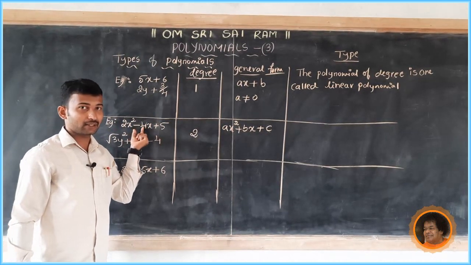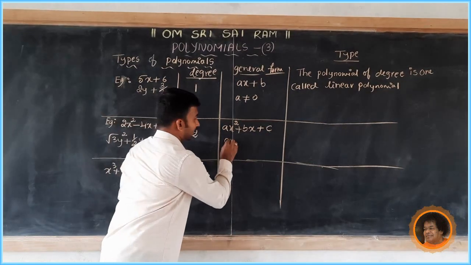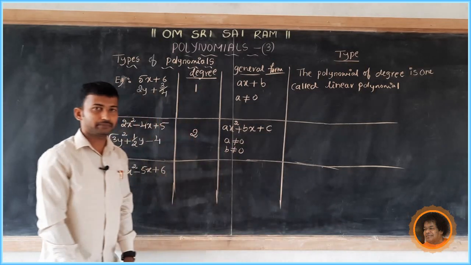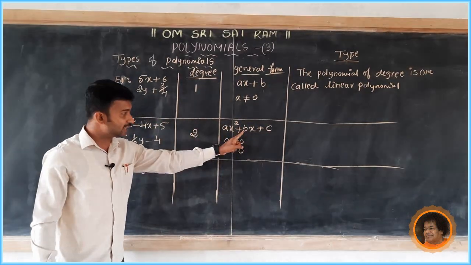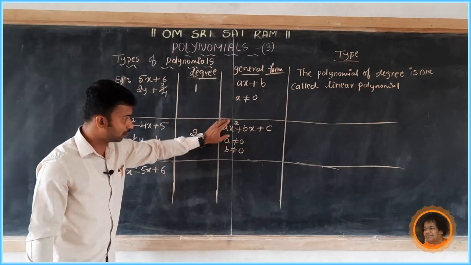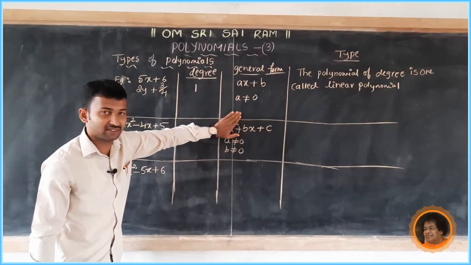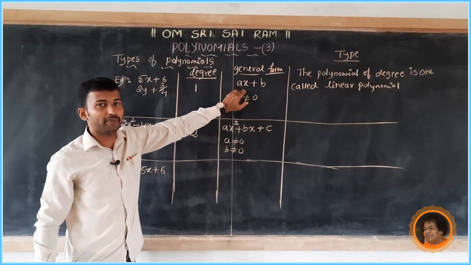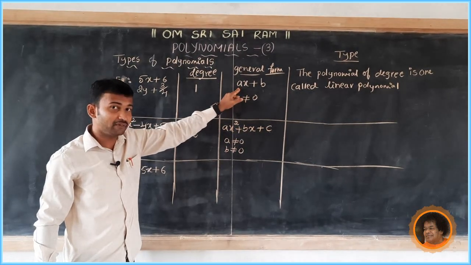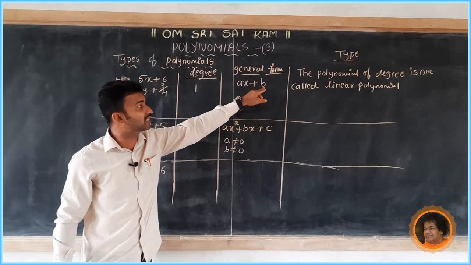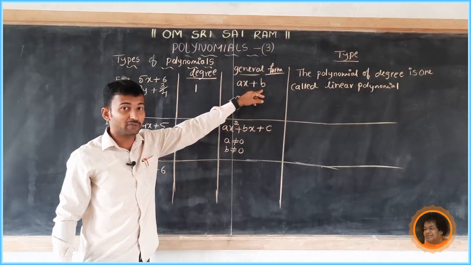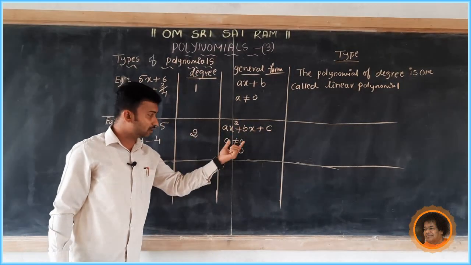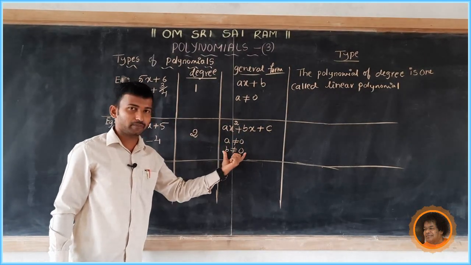And the condition is a not equal to 0. Similarly, b not equal to 0. If a is equal to 0 in this polynomial, substitute a is equal to 0, the first term will vanish, we get bx plus c only. bx plus c is the general form of linear polynomial. If you change a as b, we get bx plus its next letter, that is c. It will get the form of linear polynomial. Therefore, a is not equal to 0, b is not equal to 0.